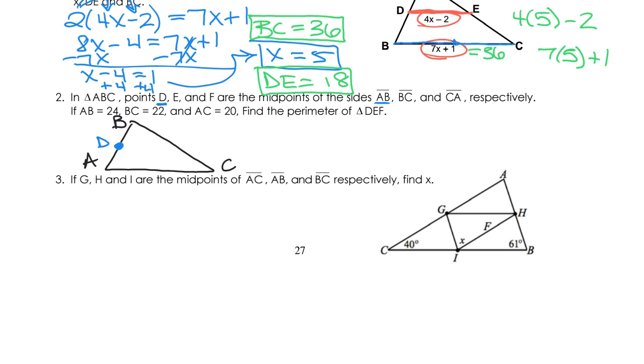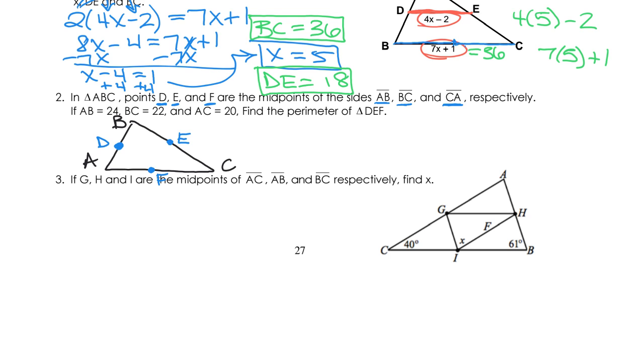Okay? E was the second one to be mentioned. BC was the second one to be mentioned. So I'm going to find the midpoint of BC and call it E. Then it says that F is going to be the midpoint of CA. Okay?